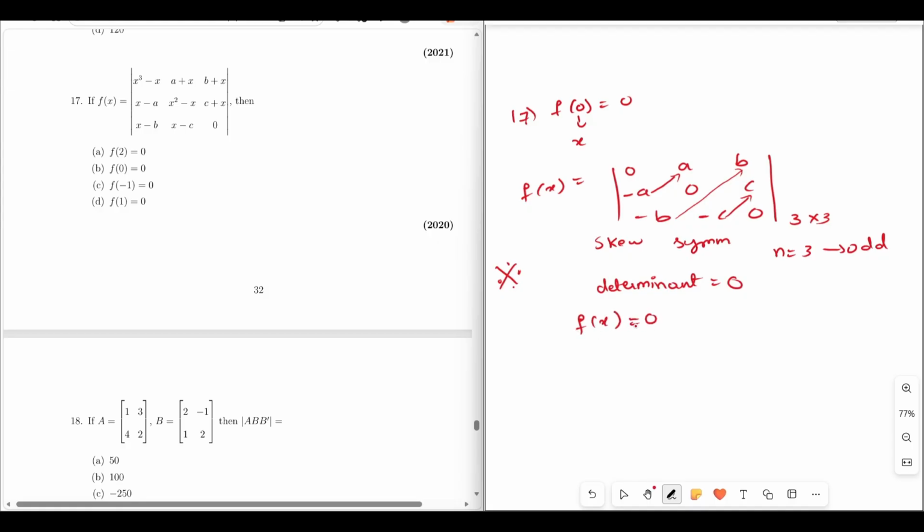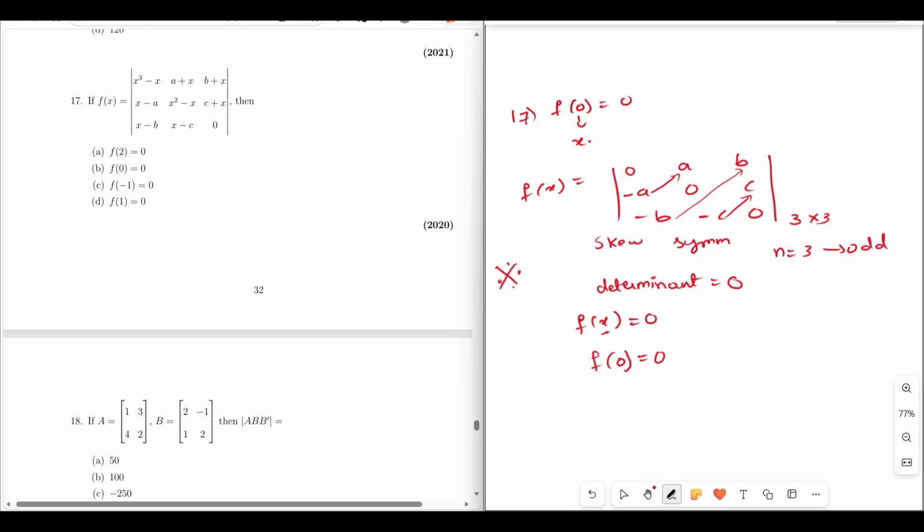When do you get this f of x equal to 0? When you have taken that x equal to 0, that means f of 0 is equal to 0. So since it is a skew symmetric matrix of order 3, 3 is an odd number, the skew symmetric matrix with order being odd number, then its determinant will be equal to 0.